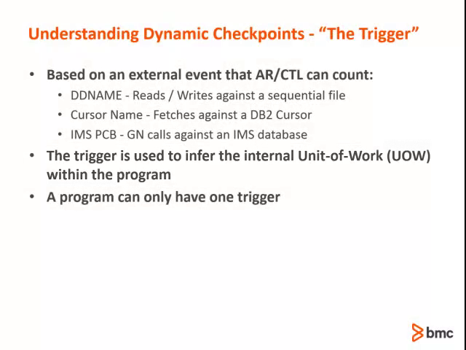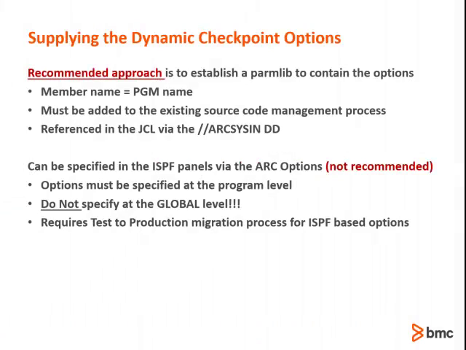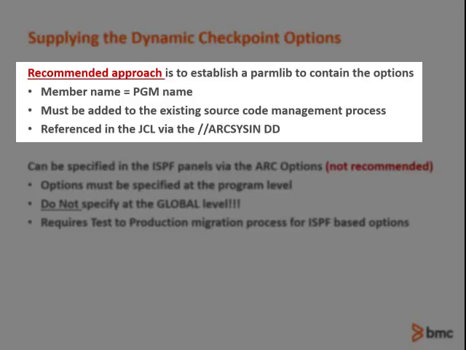Now, let's look at how we implement dynamic checkpointing. The dynamic checkpoint set of options can be thought of as externalized program code. They should never be specified at the system or global level. Typically, the options will reside in an ARC-related parmlib where the member name will be the actual program name. The member will be referenced in the JCL using the ARC SYSIN DD.